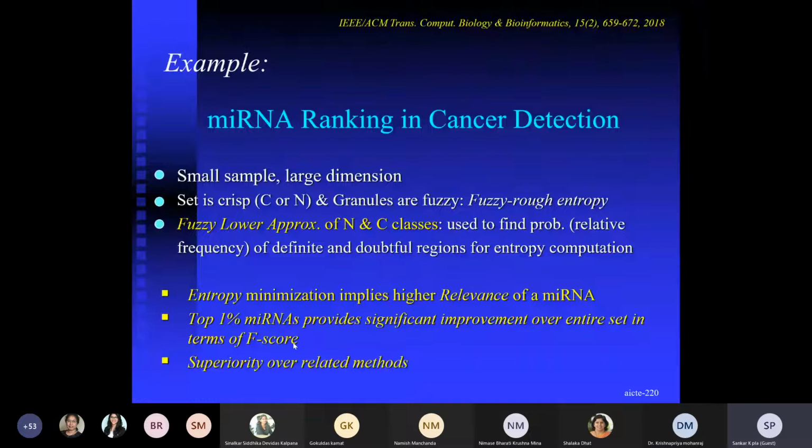But anyway, the F score is again dependent on sensitivity and specificity, which I will explain. So maximizing F score means you are ensuring that cancerous patients are treated as cancerous as much as possible and normal patients are treated as normal. That is, false alarms should be minimized, and we show the superiority of this.